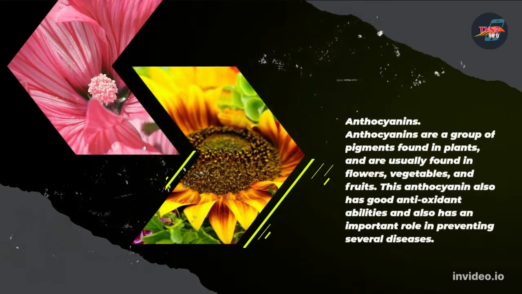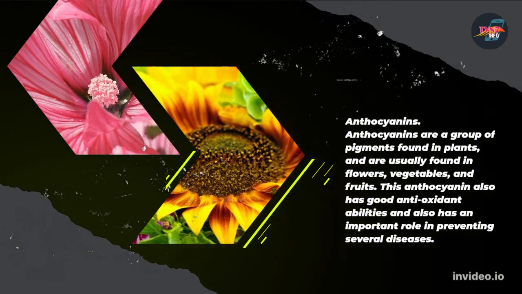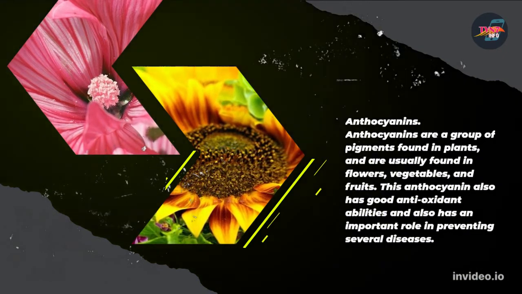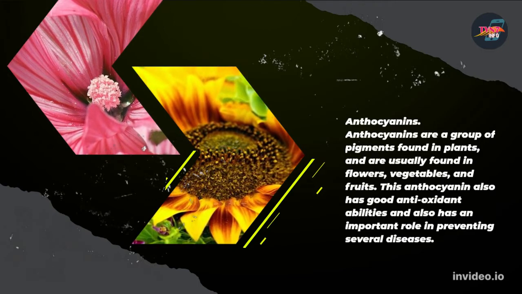Anthocyanins. Anthocyanins are a group of pigments found in plants, and are usually found in flowers, vegetables, and fruits. This anthocyanin also has good antioxidant abilities and also has an important role in preventing several diseases.